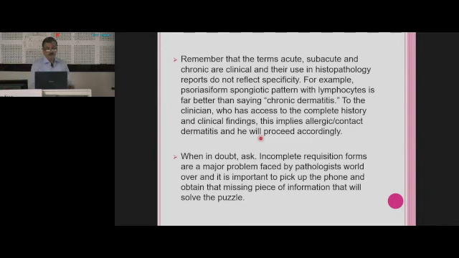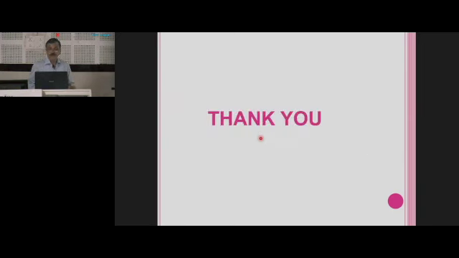When in doubt, ask. Incomplete requisition forms are a major problem faced by pathologists worldwide, and the effort to pick up the phone and obtain the missing piece of information will solve the puzzle. Thank you very much.